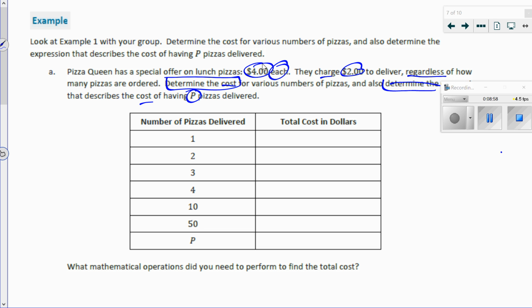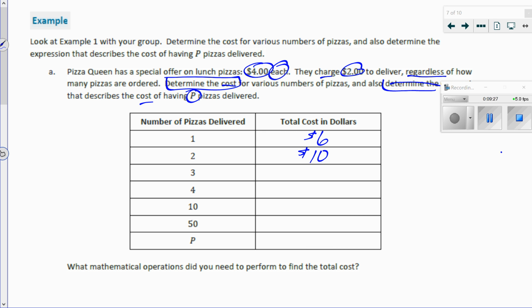So if I order 1 pizza, how much does that pizza cost me? $4. How much does it cost to get delivered? So how much total? $6. If I order 2 pizzas that are $4 each, how much does that cost me? $8. How much is the delivery charge? So what's my total? $10.